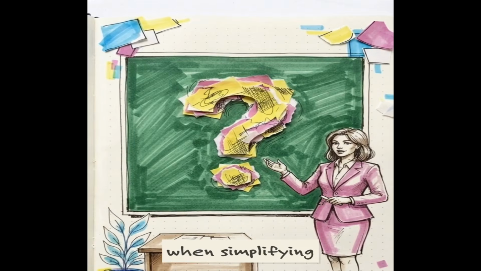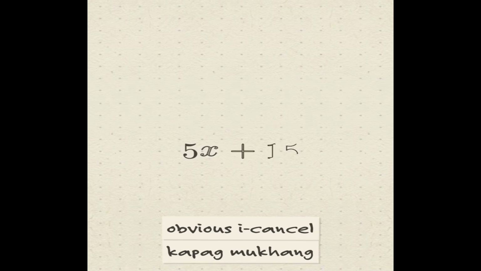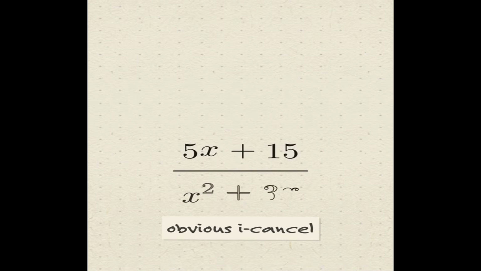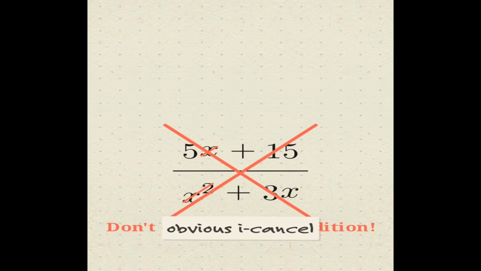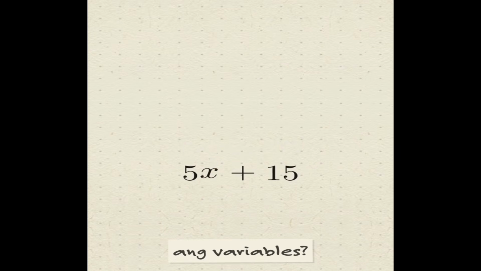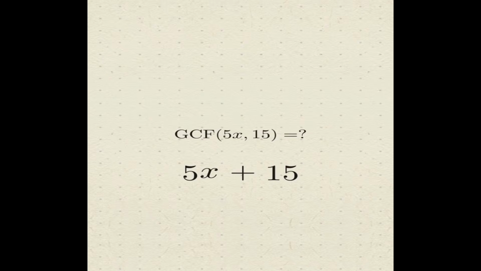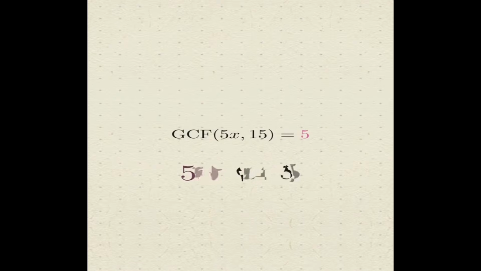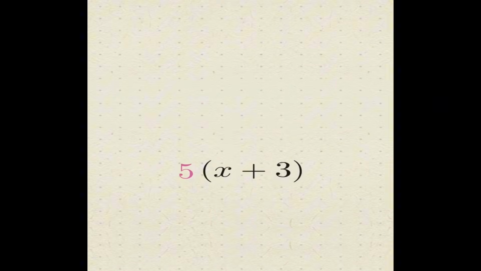Class, when simplifying rational expressions, paano natin isa-solve kapag mukhang obvious i-cancel ang variables? Take a look at this expression, 5x plus 15 over x squared plus 3x. Nakaka-tempt i-cancel agad yung x, diba? But wait, the golden rule is we cannot just cancel variables that are added together. Instead, unahin natin ang numerator. What is the greatest common factor, or GCF, of 5x and 15? It's 5. Factoring it out leaves us with 5 times the quantity x plus 3.